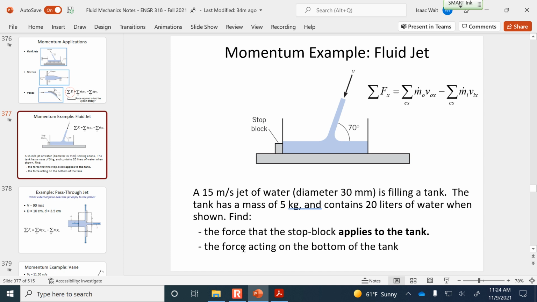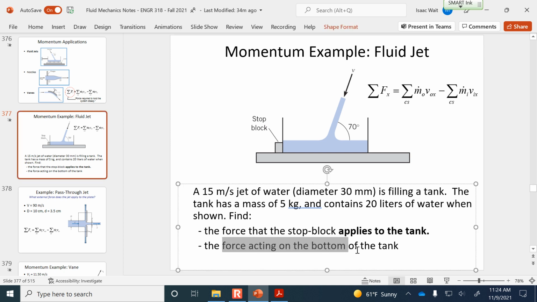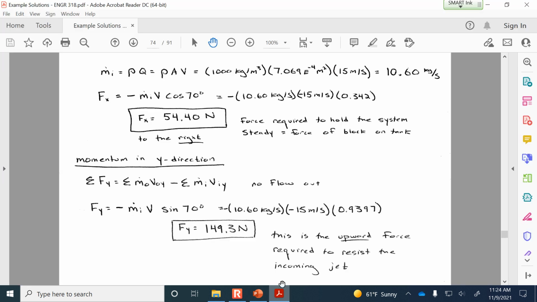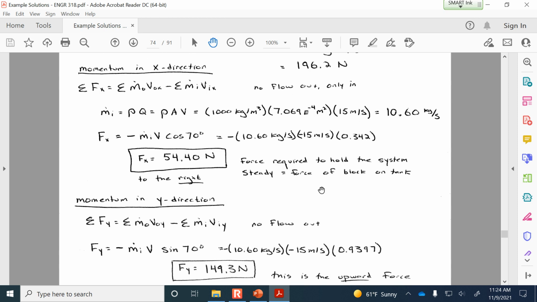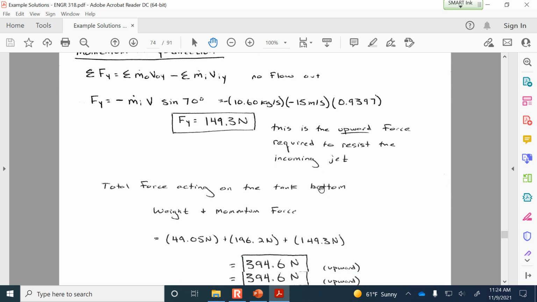But the overall force that's acting on the bottom of the tank is going to be that reaction to the fluid momentum, 149.3, plus also the weight of the tank and the weight of the water. So the cumulative net force is going to include all three of those components: the weight of the tank, the weight of the water, and the effect of the fluid momentum. So 394.6 newtons.